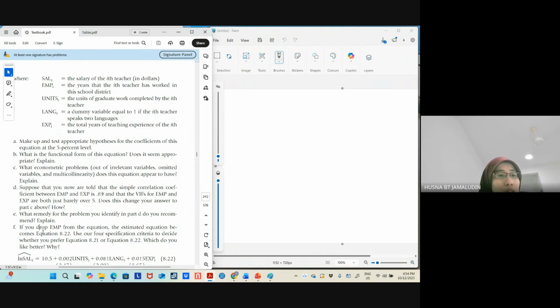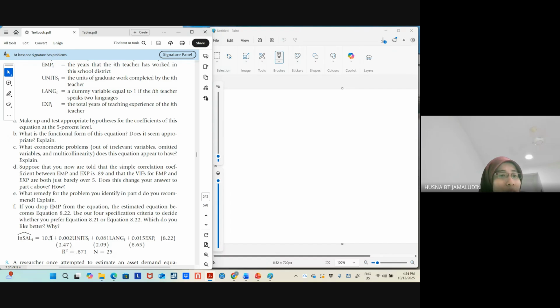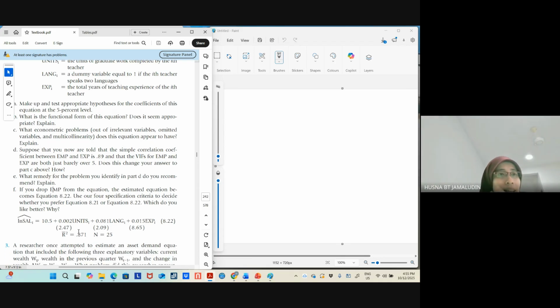Okay, if you drop EMP, which is years of working, then you rerun the equation, you have this result. Which do you like better? Why? When you compare between the models, remember you have to use 4 specification criteria. You have to check the theory, the t-test, the R-bar square, as well as the bias. I believe that you know how to do it. Okay, done for that.